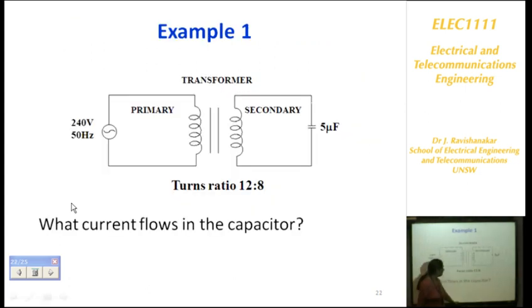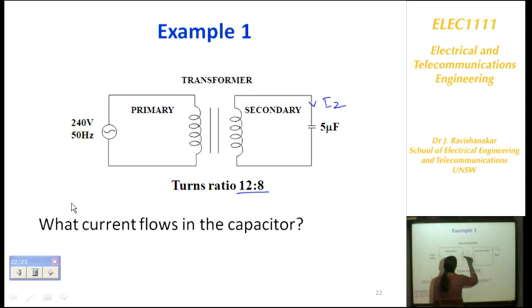Now let us do a few problems on the transformer. So here in this case, the input voltage is given as 240 volts. We need to find out, with the turns ratio given as 12:8, that is N1 is 12 and N2 is 8, the current flowing through this capacitor. So in this case this is the secondary current, let us say I2.